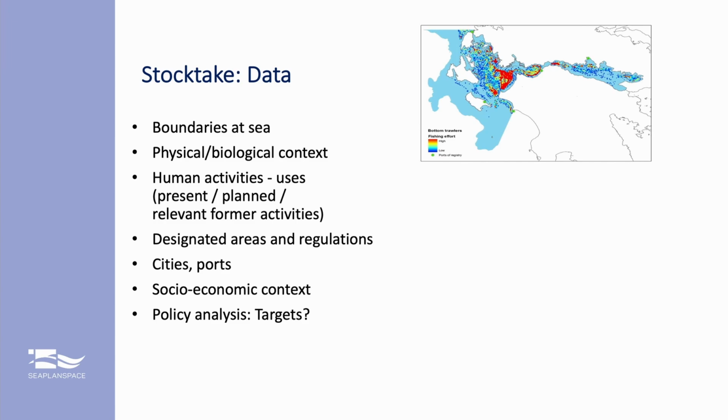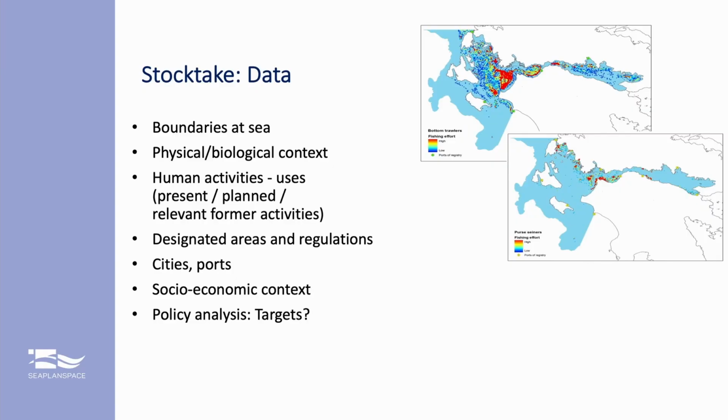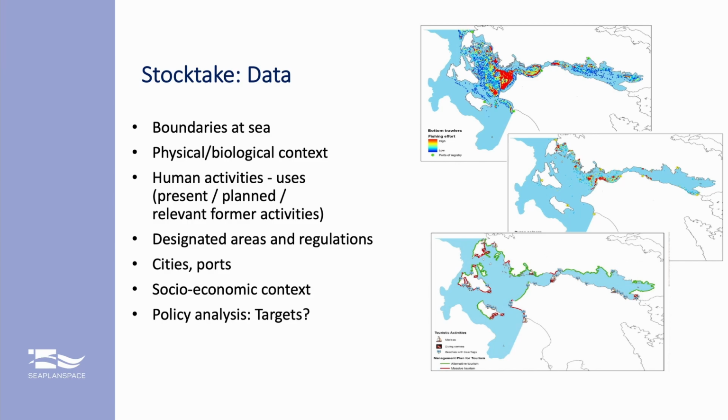So look into what kind of areas are designated, what are the regulations for these areas, as well as the socio-economic context. And last but not least, in terms of objective setting, do a policy analysis: what are actually the targets set by the countries. So here you see very different maps. Obviously very often it's difficult to set the objectives in a way, but for this we have to go into a vision exercise, a spatial vision.